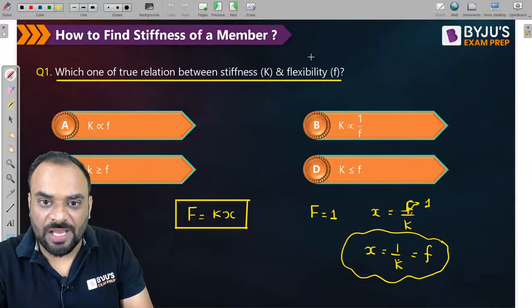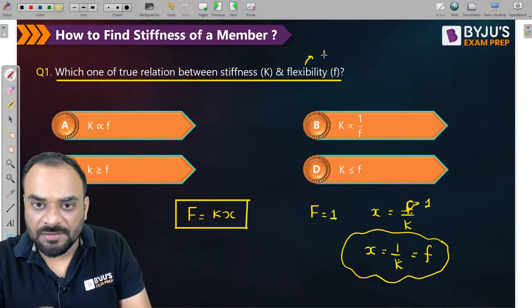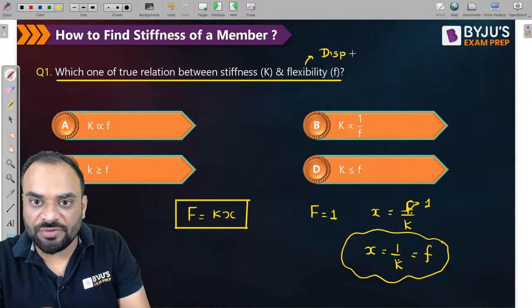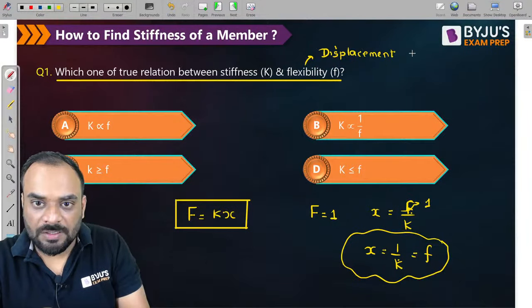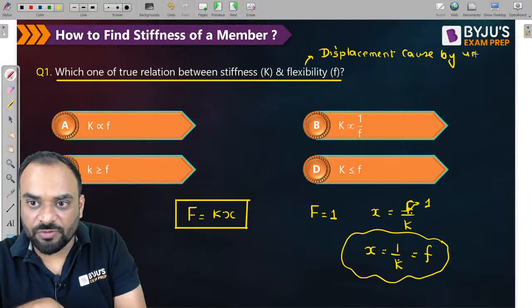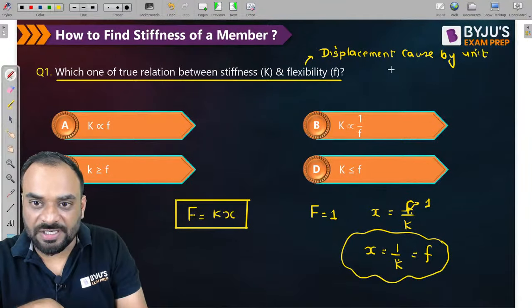Okay, so flexibility is nothing but the displacement caused by unit force. Displacement caused by unit force. This is known as flexibility.